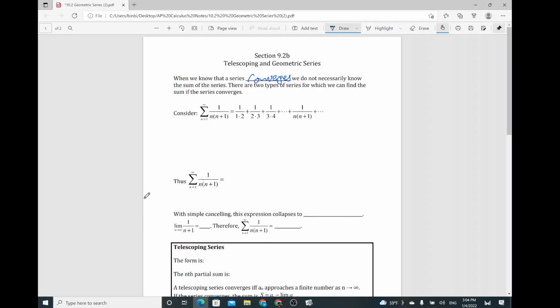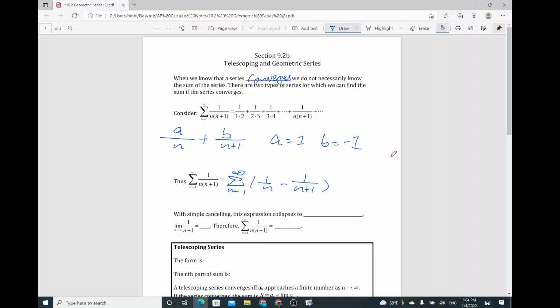Another thing we can do, if you recognize partial fraction decomposition, is break this apart. We can put it as the sum from n equals 1 to infinity of 1 over n minus 1 over n plus 1. Back to partial fractions, we have A over n plus B over n plus 1, and you just solve for A and B. By the partial fraction decomposition, you'll see that A is 1 and B is negative 1.